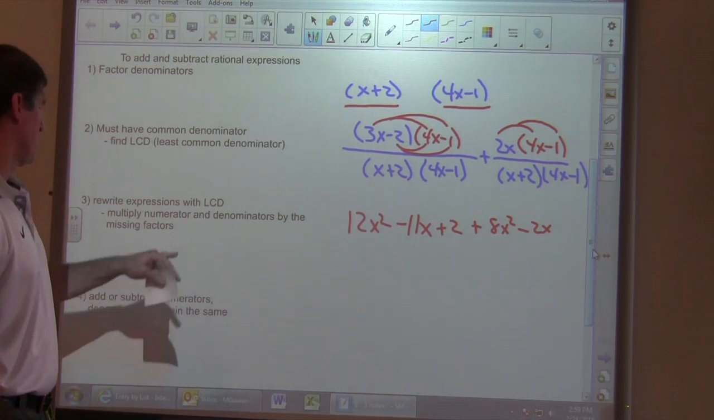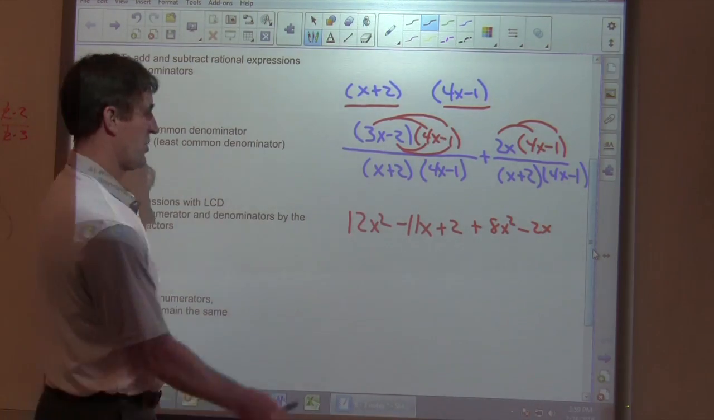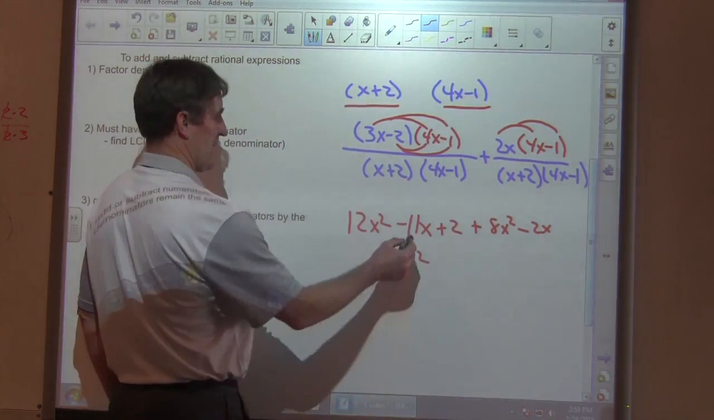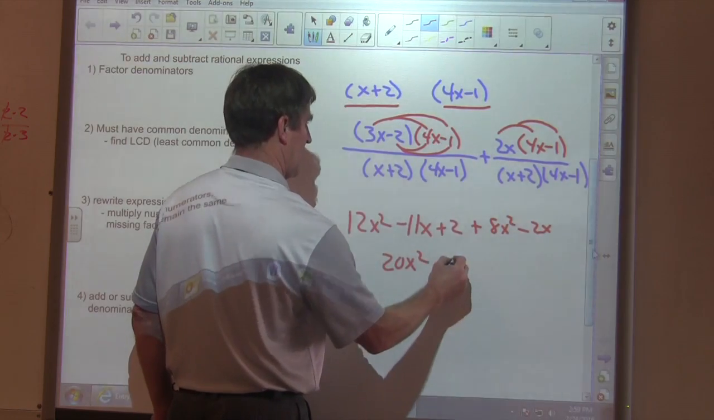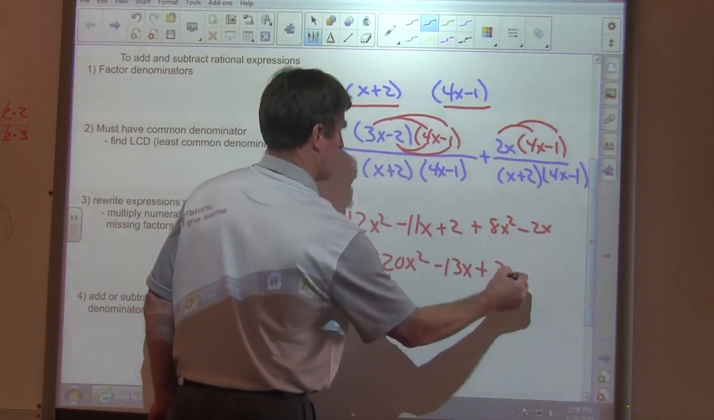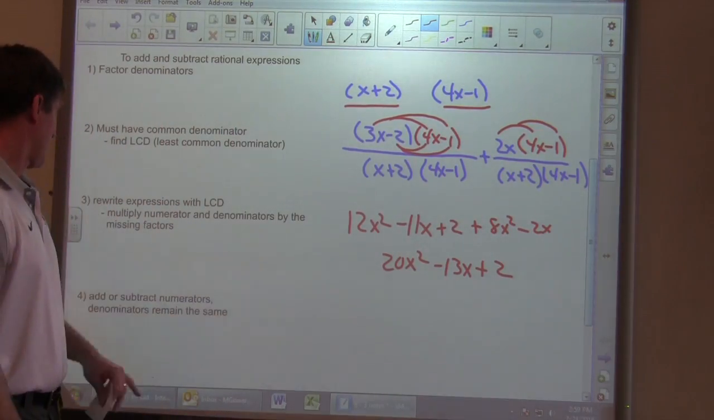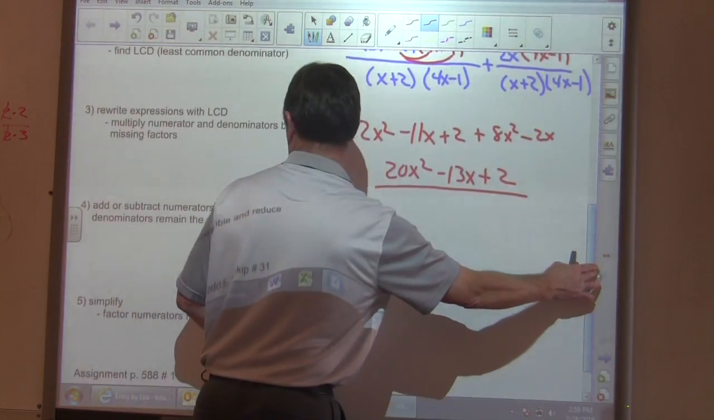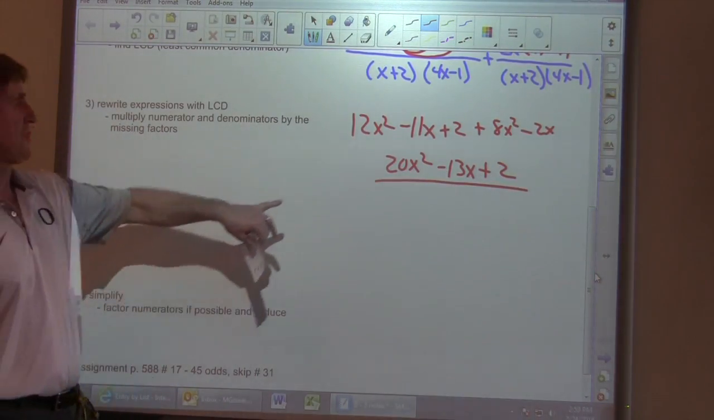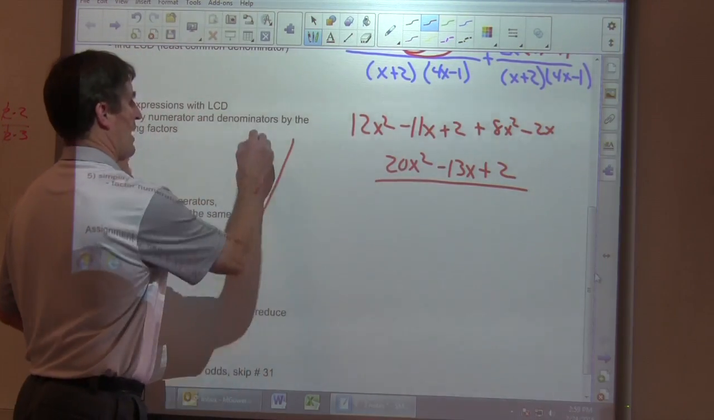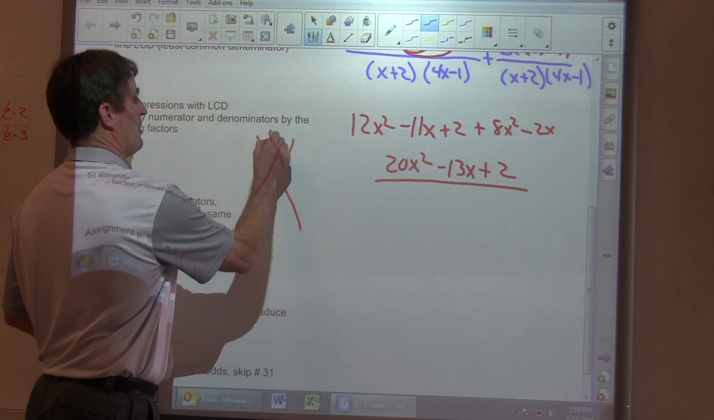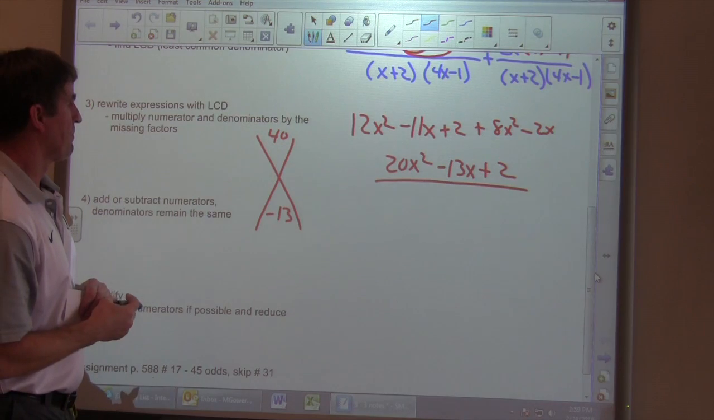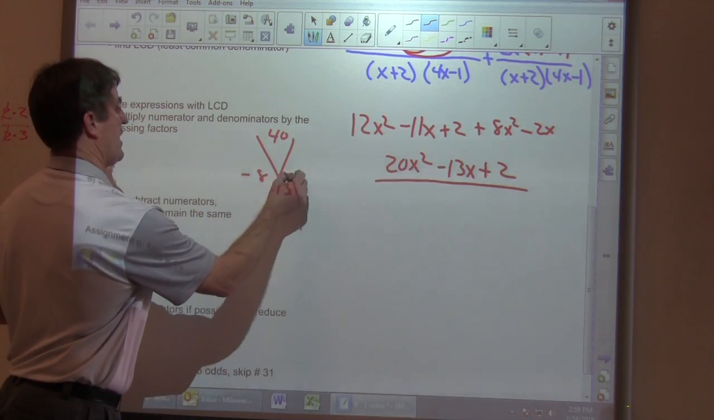And so now we're going to continue to simplify this, combine our like terms. So we have 12x squared plus 8x squared is 20x squared. And we have negative 11x minus 2x would be a negative 13x plus 2. Now you should always, before I put that denominator in there, the last thing we want to do is to simplify, so we should factor this if possible. So if I was to try and factor that, that would be using the X method: 40 and negative 13. So that would be negative 8 and negative 5.